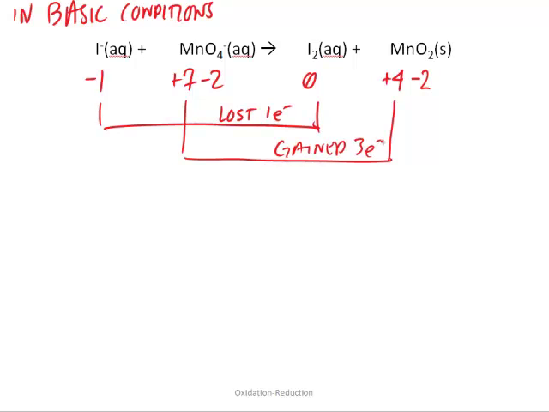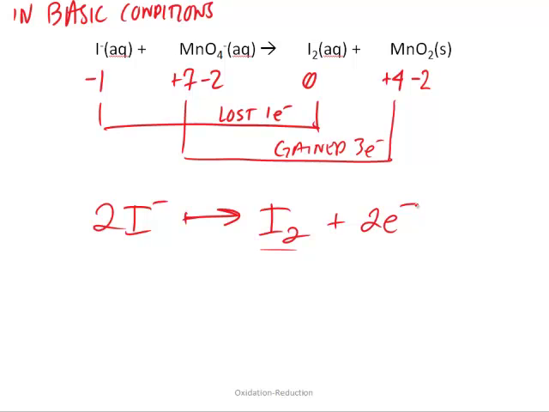So what are we going to need to do? We'll write out our half reactions. Iodide minus goes to iodine. Okay, so here's one additional step that we need to take when we're balancing our half reactions. Notice that there are 2 iodine atoms in iodine, and so we're going to need to have 2 iodide anions, and each of those is going to lose an electron. So we're going to lose 2 electrons total.